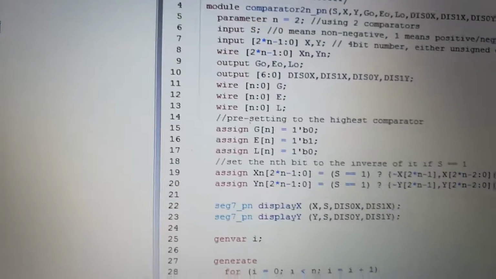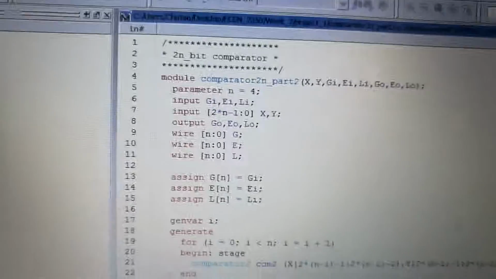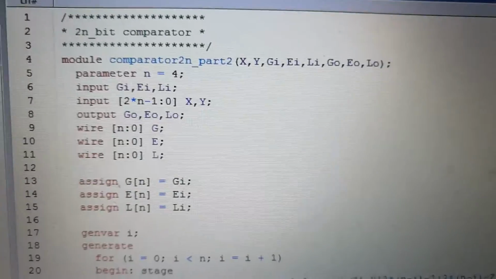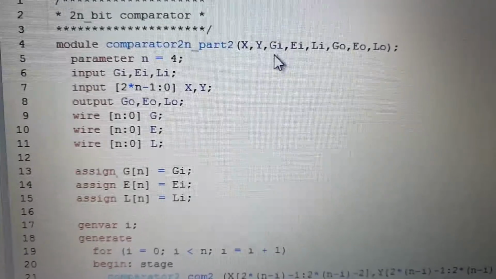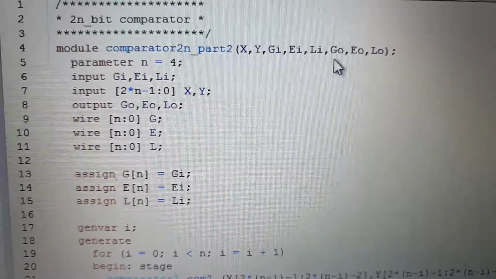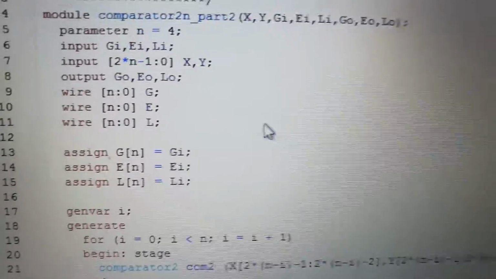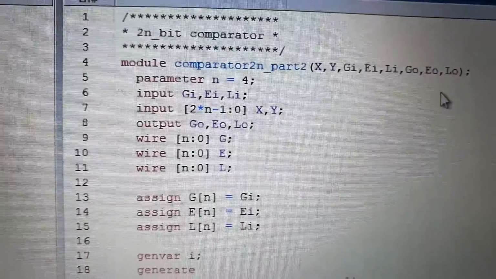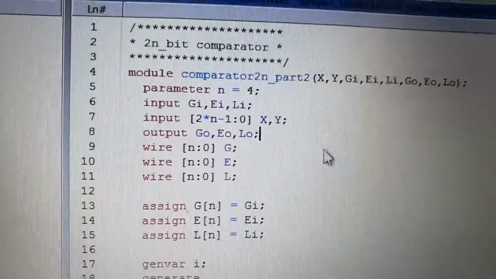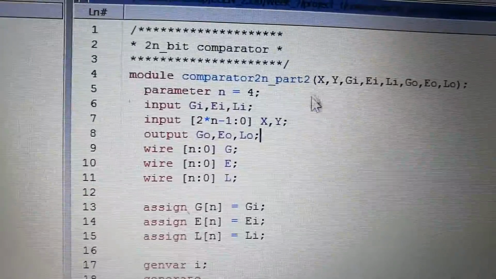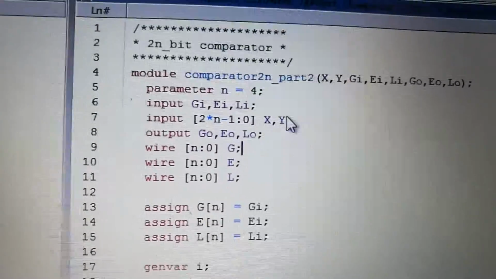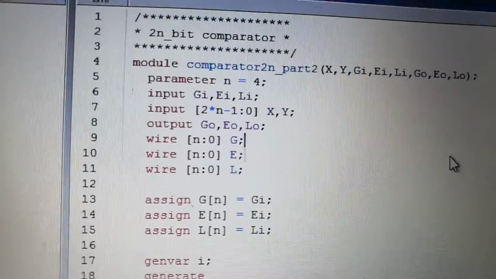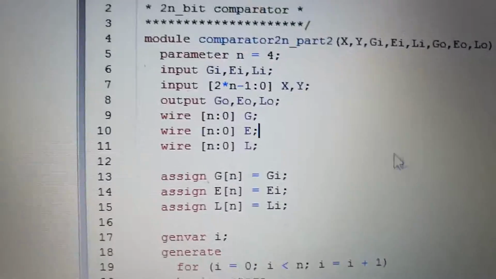Okay, our 2-bit comparator, part 2. Here I have the code for the comparator, part 2. It's going to take in GIN, EIN, and LIN, and GO, EO, and LO, where I stands for input and O stands for output, and it takes in the XY value. And the XY value is defined over here. Well, in this case, it's an 8-bit number.